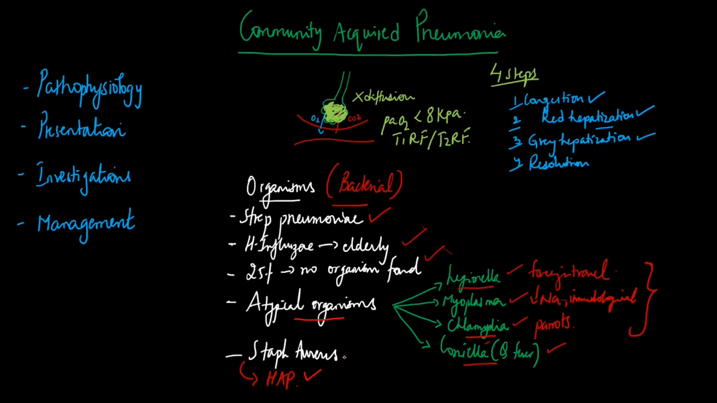And having a look at Staphylococcus aureus, this is an important organism in hospital-acquired pneumonia, and it can also happen in people who have had influenza. Although studies have shown that Streptococcus is more common in people who have had the flu as opposed to Staph aureus, okay?